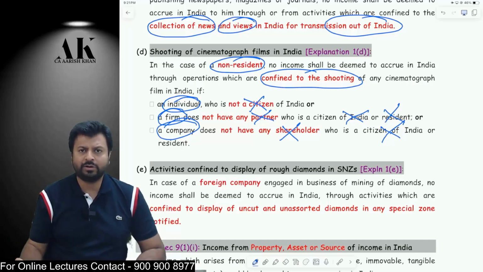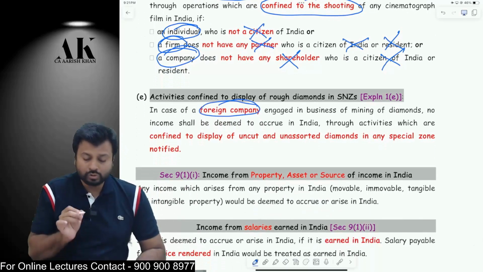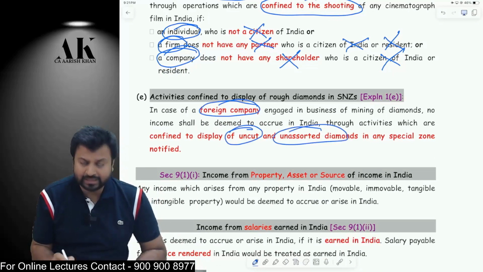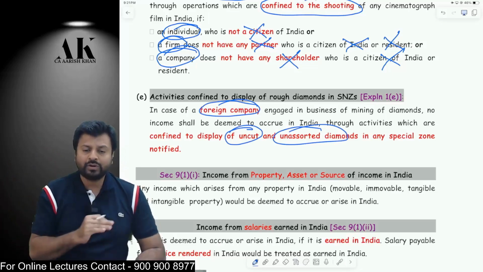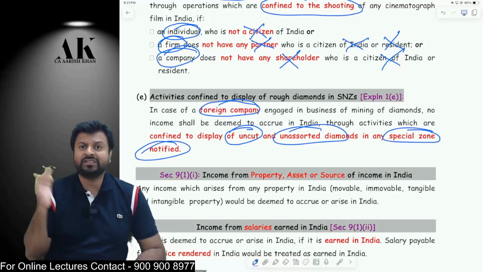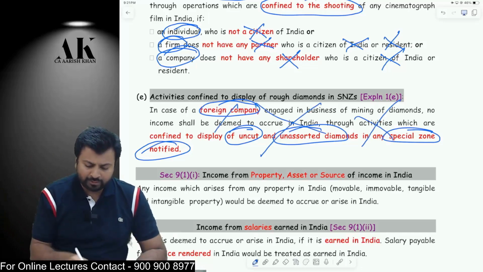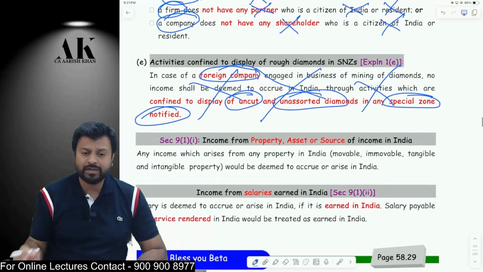Their income will not be liable to tax in India. Next one, if a foreign company is coming to India to display their uncut and unpolished diamond in a special zone notified by the government, which is in Mumbai, BKC, Bharat Diamond Bourse, which I have told you in class, then that income will not be deemed to accrue or arise in India. Okay, here completes your business income.